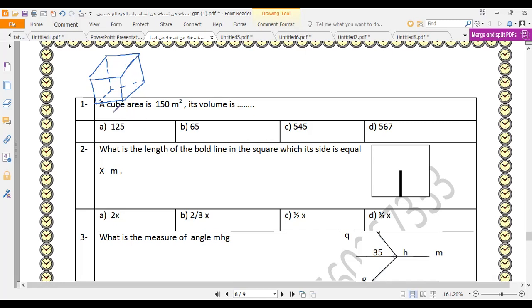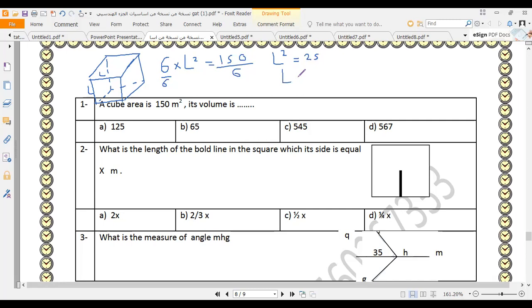So now he said cube area. What is the meaning of cube area? This means he finds the area of all faces. So I have 6 faces, and 6 times the area of one face, which is L times L, so it will be L squared. This is the formula to calculate the area of all faces, which is equal to 150. Let us divide over 6 here and over 6 here. If you simplify, you will get 25.